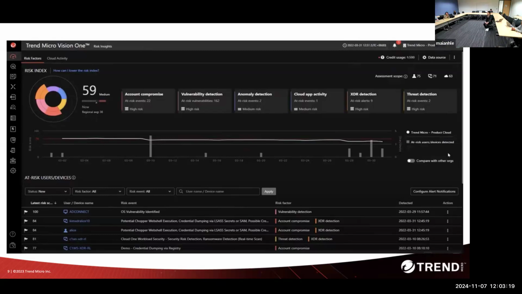So what we do today actually is we do it by vertical. If you look at that toggle in the middle right there, we say compare with other orgs. So we could baseline today, as the product is, with other organizations based on your industry vertical. I would imagine it's pretty straightforward to do it by country as well.